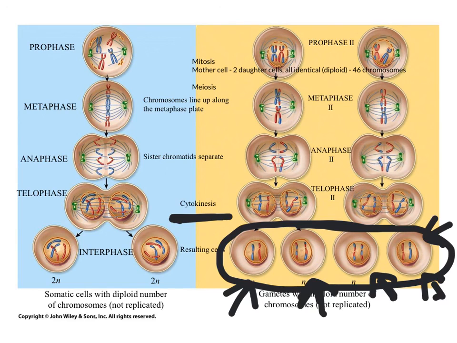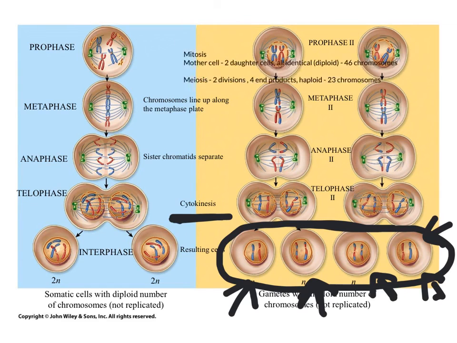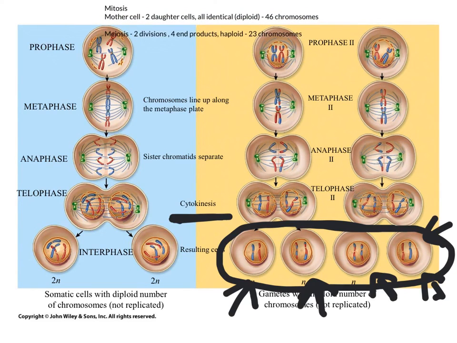Meiosis, 2 divisions. Okay, meiosis 1. In meiosis 1, we have DNA replication. Meiosis 2, no DNA replication. Therefore, we have 4 end products. Every end product is haploid, half the number of chromosomes. So 23 chromosomes. Put this up here where you can read this. All right, take a look at that.